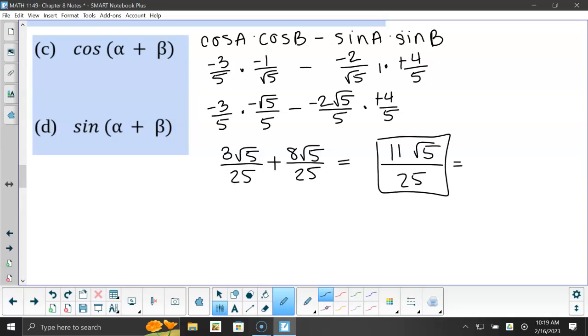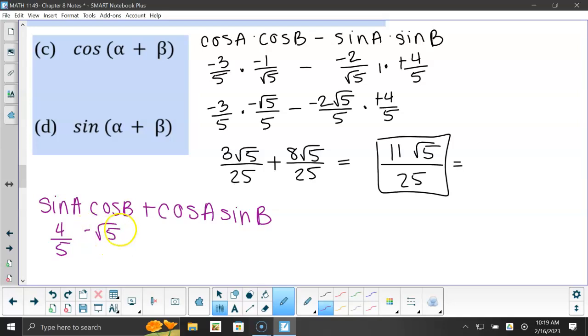Knock it out? Alright, so sine of A plus B. We're going to write it as sine A cosine B plus cosine A sine B. Sine of A is 4/5. Cosine of B is negative root 5 over 5, plus negative 3/5 and negative 2 root 5 over 5.